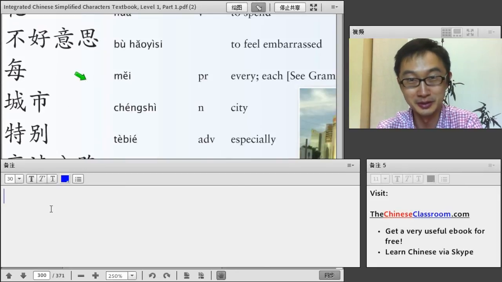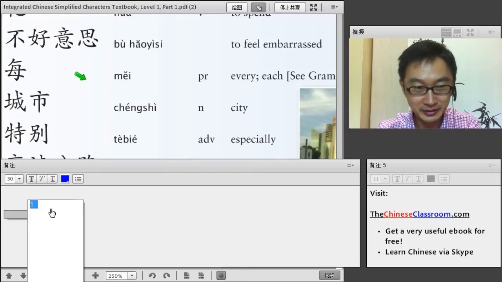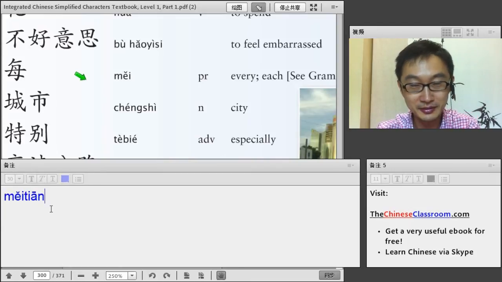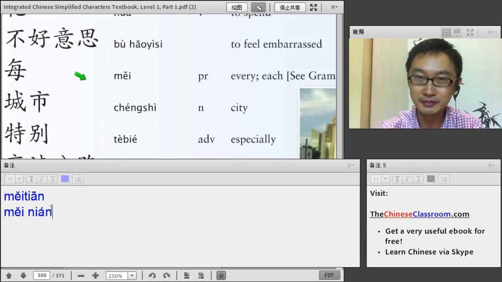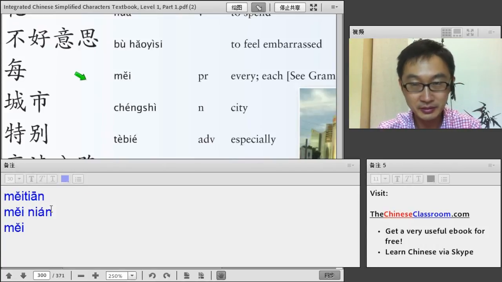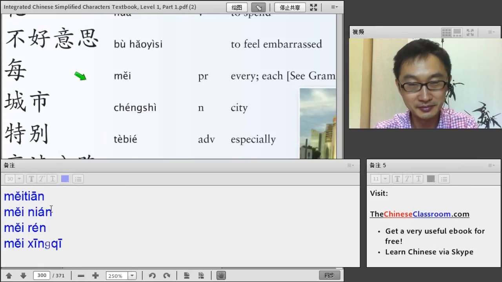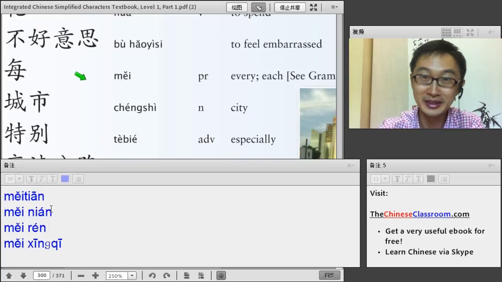Okay, next, 每 means every. We have a lot of words with 每, like 每天, every day, 每年, every year, 每人, every person, each person, 每星期, every week. Okay, good, that's 每.